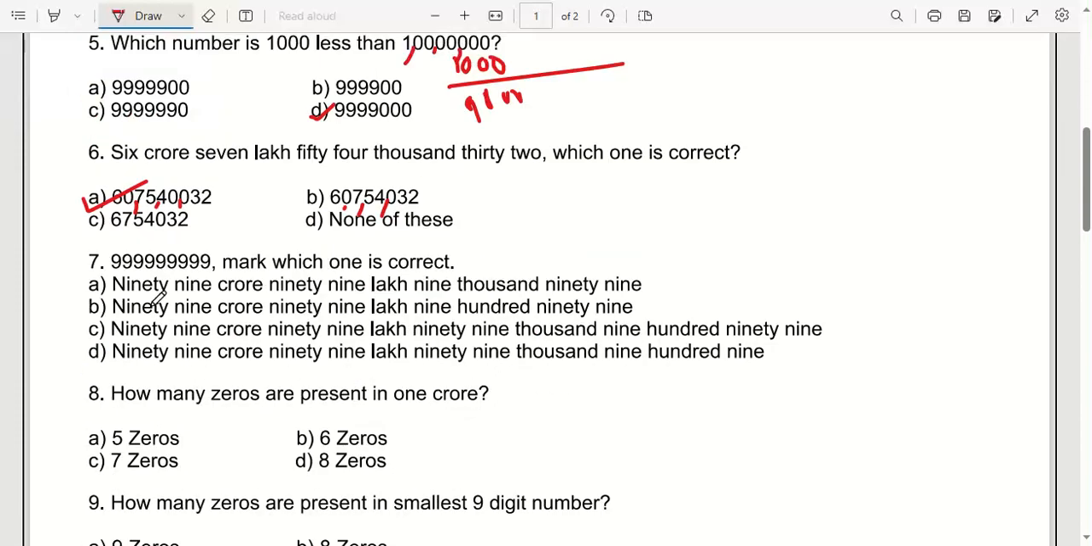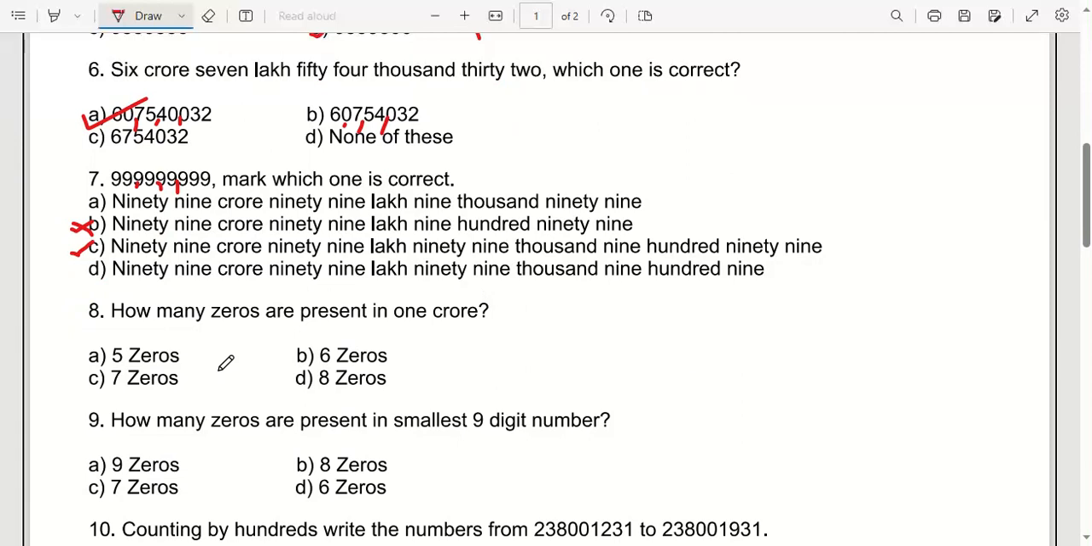Next question, mark which one is correct. First 3 digits, then comma, then 2, then 2, means 99 crore 99 lakh. Option number 2, 99 crore 99 lakh 99,000. Sorry, 1000 is missing. Next, 99 crore 99 lakh 99,909. The correct option is option number C.